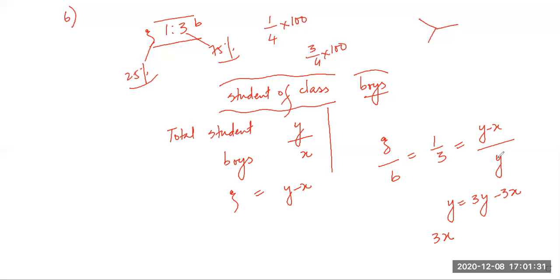I'm sorry, it's given not girls to total students, but girls to boys. So boys are X. I was thinking I was going wrong. Don't worry, to err is human. So this is X is equal to 3Y minus 3X. So 3X comes to this side, and we get 4X minus 3Y is equal to 0.